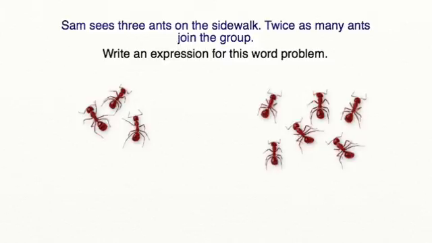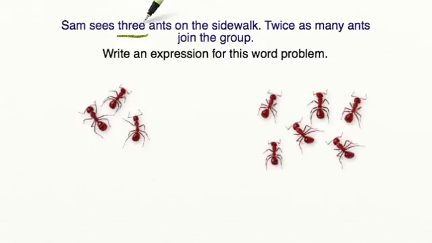Let's begin today's lesson by looking at a word problem together. Sam sees 3 ants on the sidewalk. Twice as many ants join the group. Write an expression for this word problem. So the first thing I'm going to do is underline information that I think is important in this problem. So Sam sees 3 ants on the sidewalk.